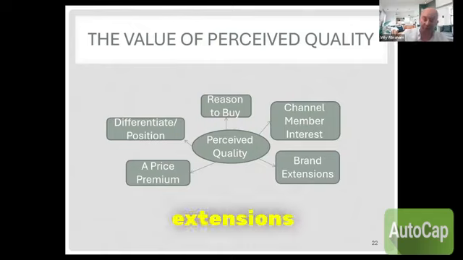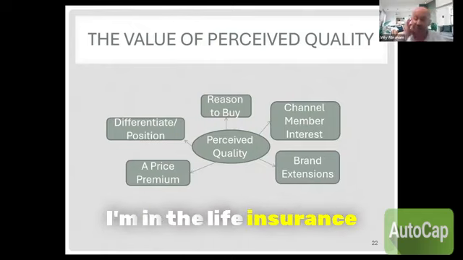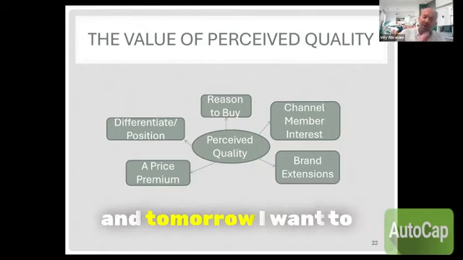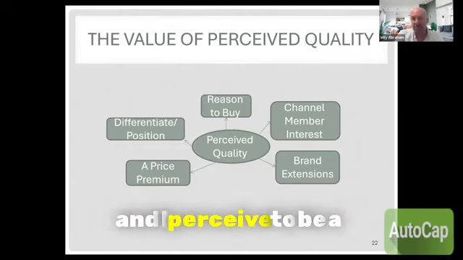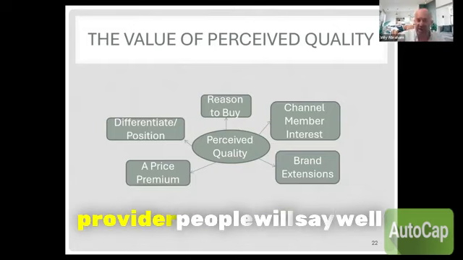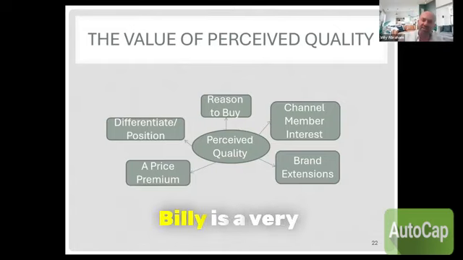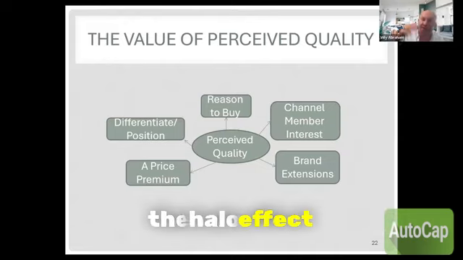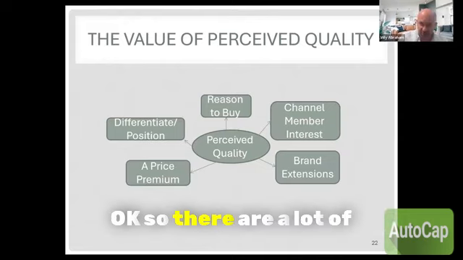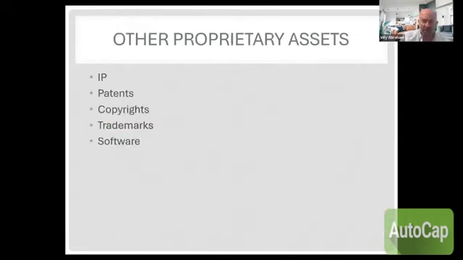called brand extensions. So let's say that now I'm in the life insurance business, and tomorrow I want to go into car insurance. Because I'm well known and I'm perceived to be a high quality service provider, people will say, well, Vili is a very high quality life insurance agent. So if he is now offering car insurance, I can assume that he will also be a good provider of this service. This is what is called the halo effect. Okay, so there are a lot of benefits to being perceived high quality.